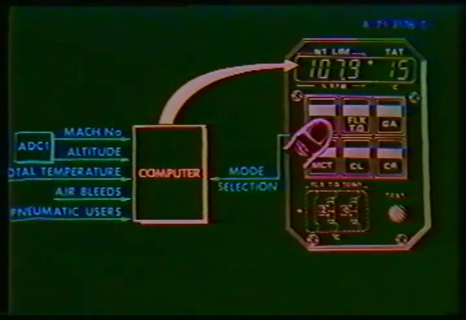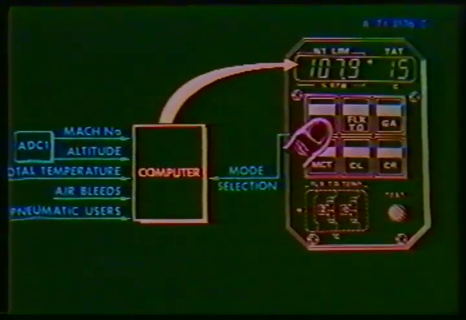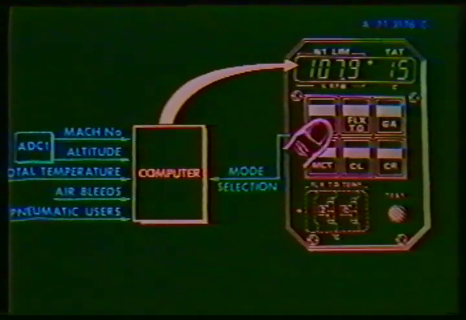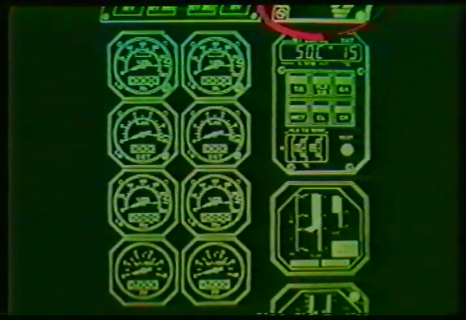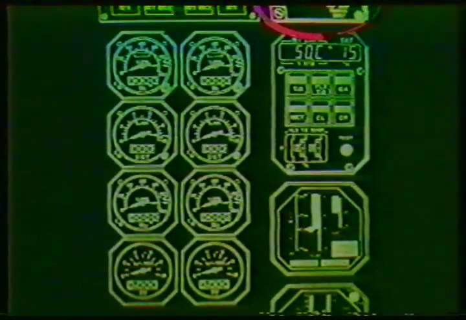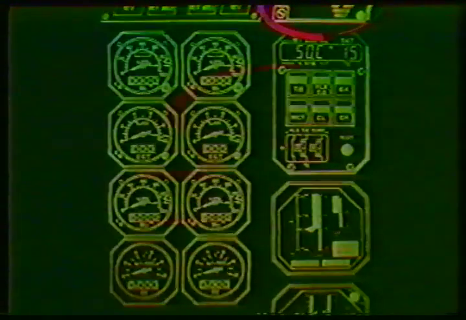The N1 limit computer computes the maximum N1 for each phase of flight. It also indicates the total air temperature. The computed N1 is the reference value to obtain the optimum performance for a given phase of flight. The engine type, 50-C2, is displayed in the N1 limit window as soon as the computer is electrically supplied, if no mode is engaged.